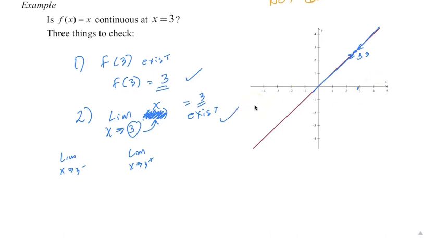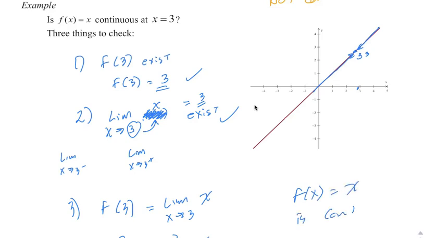the limit exists. And then finally, does f(3) equal the limit as x approaches 3 of x? And in both cases I got 3. So yes, that holds also. So f(x) is continuous at x equals 3. Right? And that's all it is. You gotta check the 3 things.